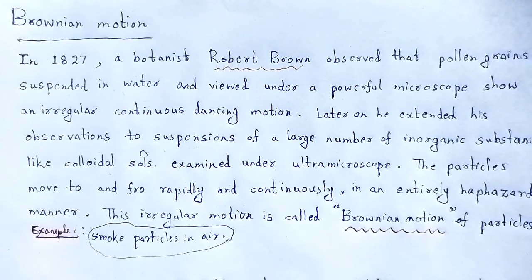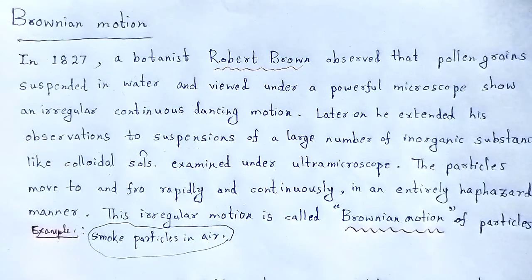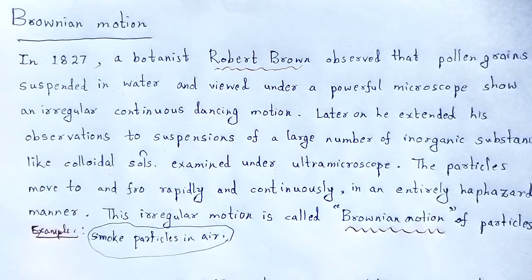Again, if sunlight passes through the door of a house that is dark, there will be dust particles in the sunlight. The dust particles are in random motion, and this random motion of dust particles is observed with our naked eye. That is an example of Brownian motion.